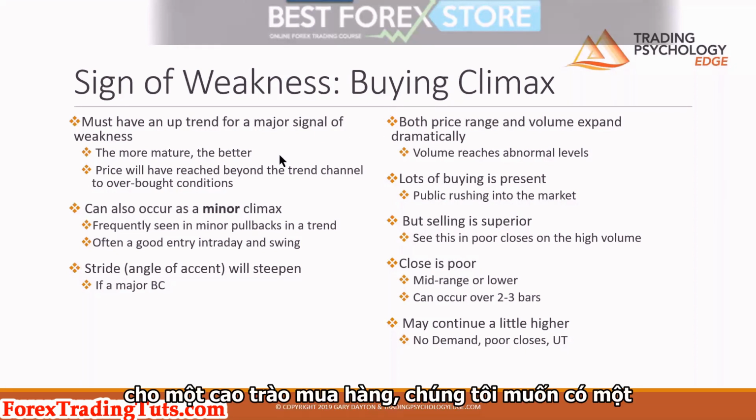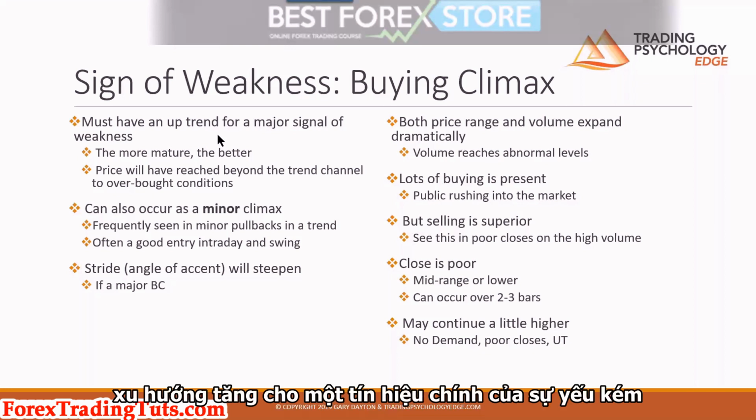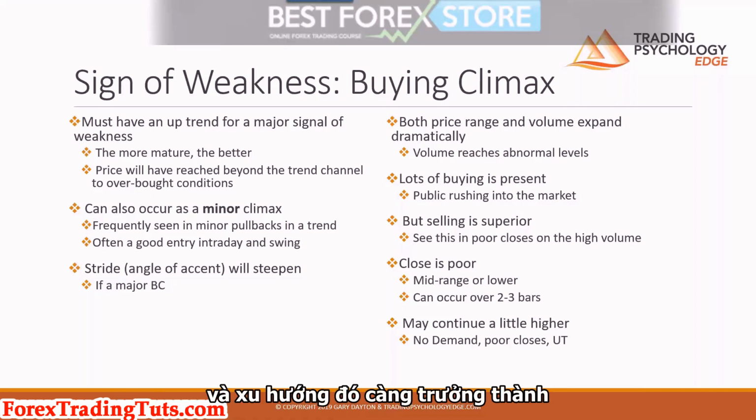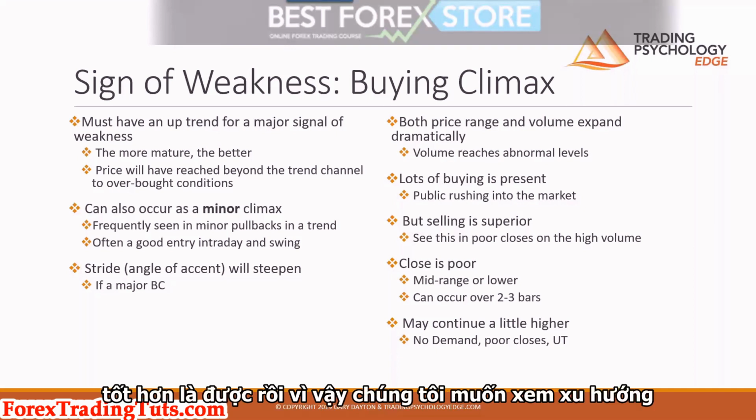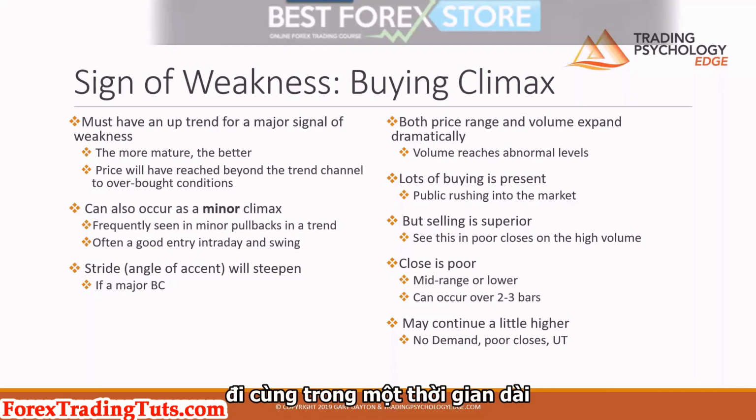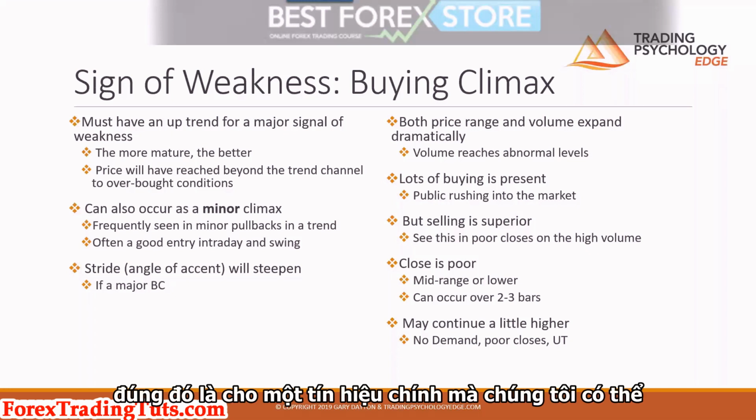Okay, so for a buying climax, we want to have an uptrend for a major signal of weakness. And the more mature that trend is, the better. So we want to see the trend go along for a long time, and price typically will reach beyond the trend channel into overbought conditions. Right? That's for a major signal.